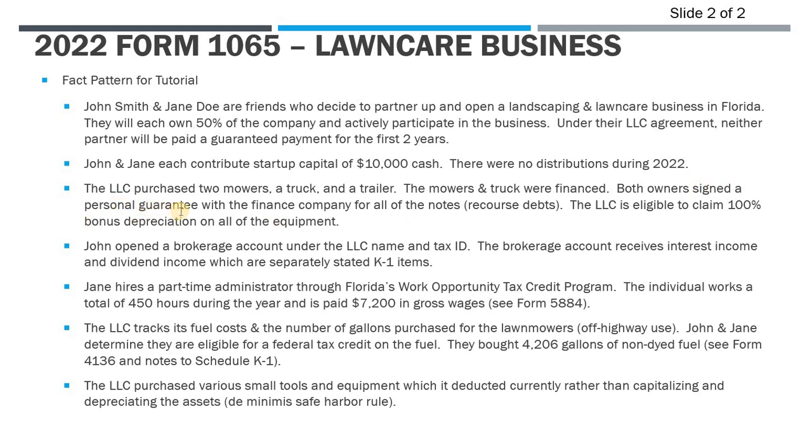Now, the LLC purchased a bunch of equipment, right? They need equipment to get going. So they've got 2 mowers, they bought a truck, and they bought a trailer for the truck to move the mowers around. Now, the mowers and the truck, they financed these purchases.